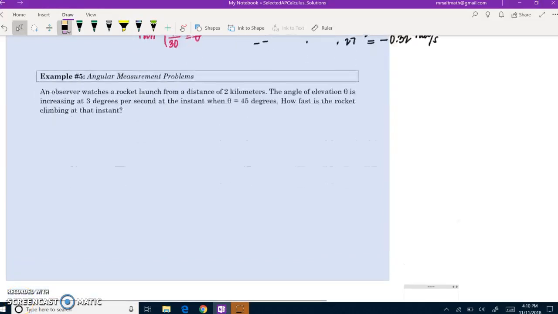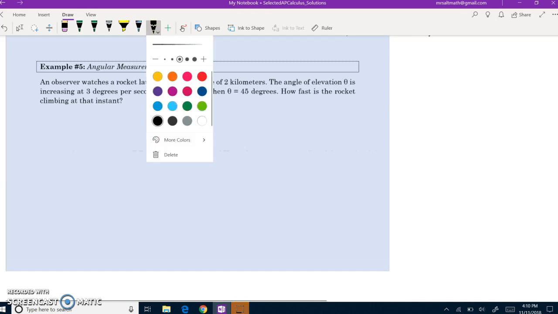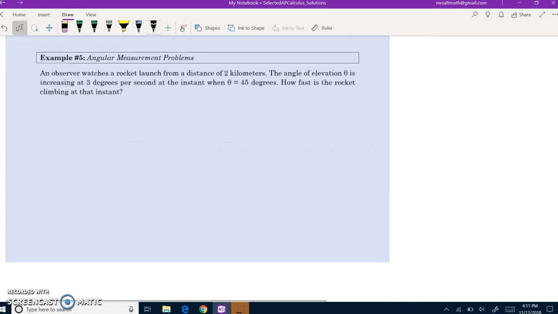All right, you guys, this is the last of the related rates problems that we need to wrap up. This is just another example that is very similar to the angular measurement problem we just saw in example number 4. So this example says, an observer watches a rocket launch from a distance of 2 kilometers. The angle of elevation, theta, is increasing at 3 degrees per second at the instant when theta equals 45 degrees. How fast is the rocket climbing at that instant?